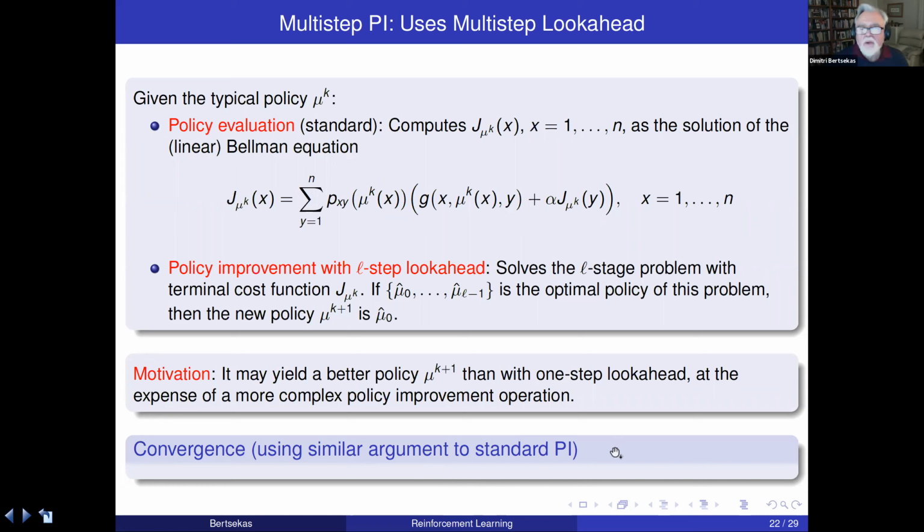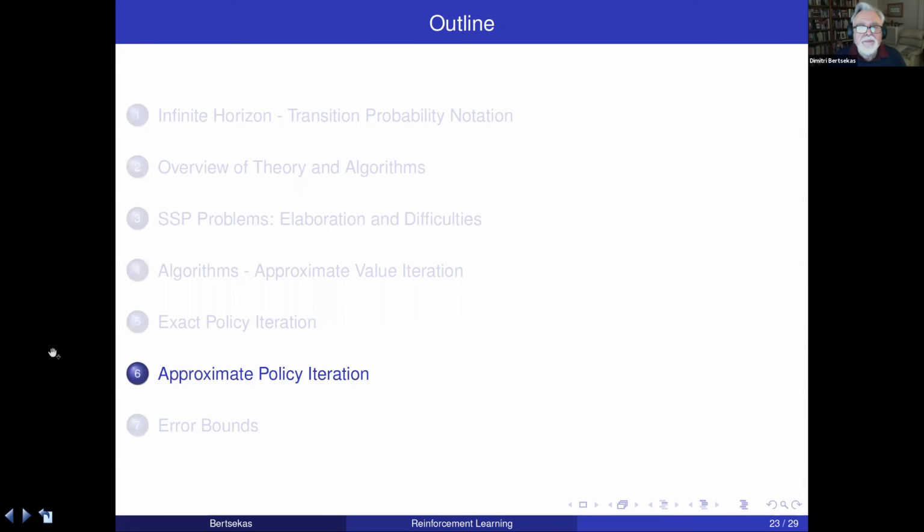Now, there are also various combinations of policy iteration algorithms. Optimistic, multi-step, okay? And again, it admits a similar convergence analysis. All these different versions of policy iteration, and you can mix and match features, as it turns out.